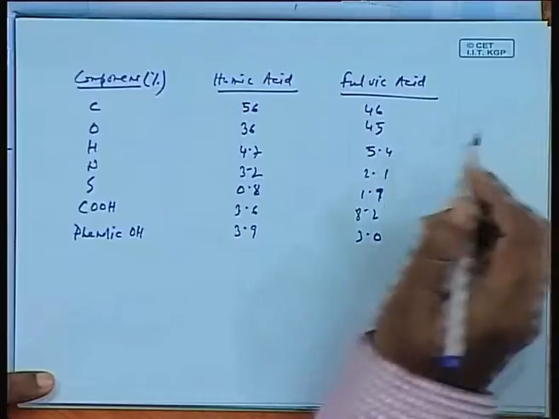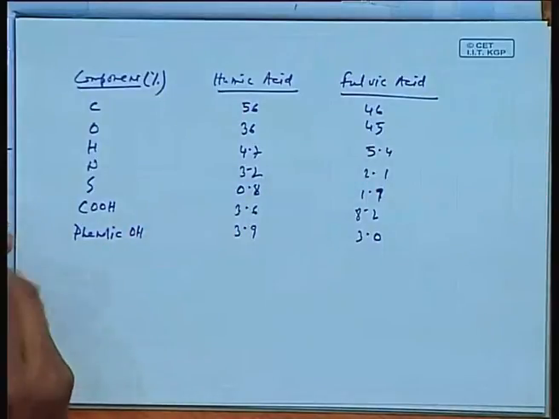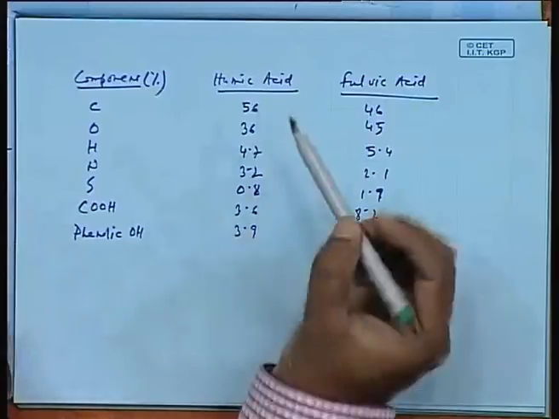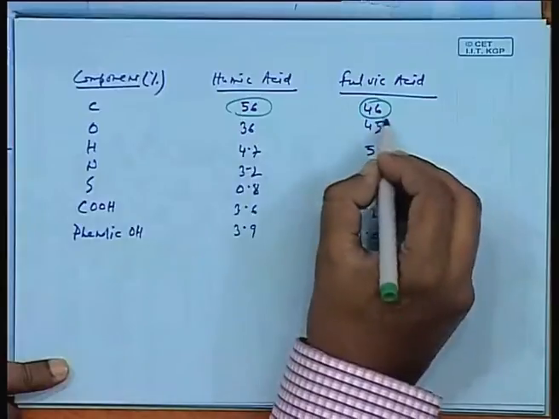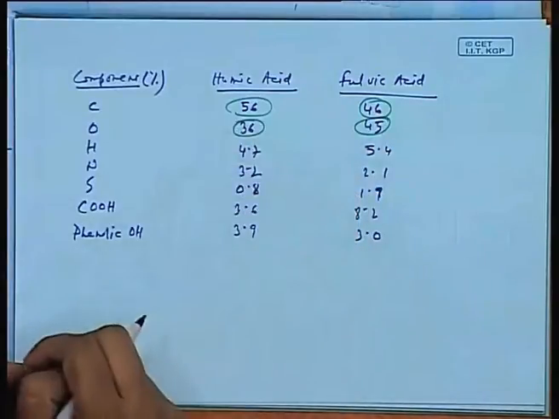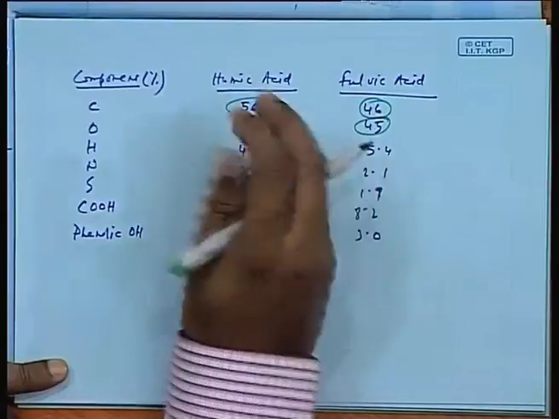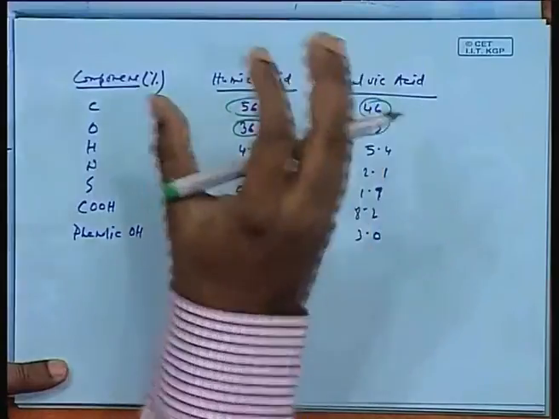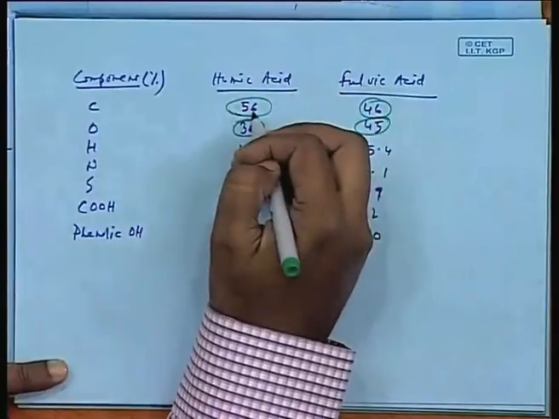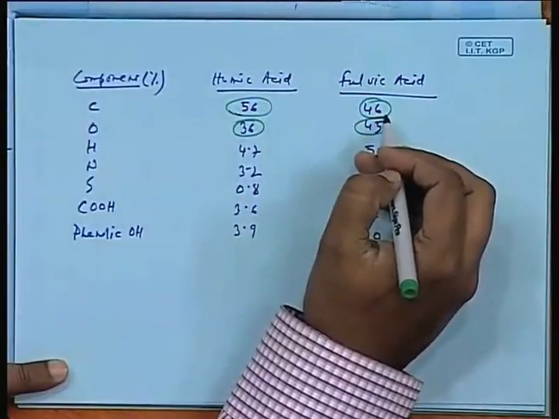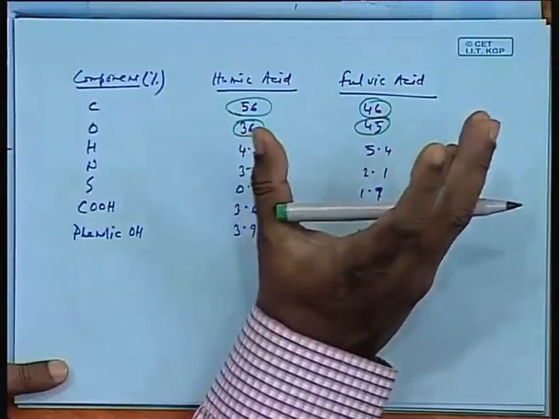Here you can see two important differences. Carbon is more here, and relatively less here, whereas oxygen is less here and more here. This talks about the compositional difference. Both are organic compounds, but these are more saturated or more bonded with carbon, and these are less bonded with carbon. So this makes the difference.